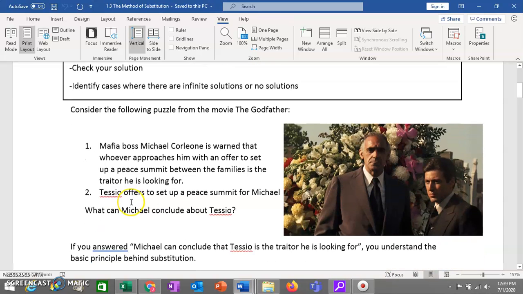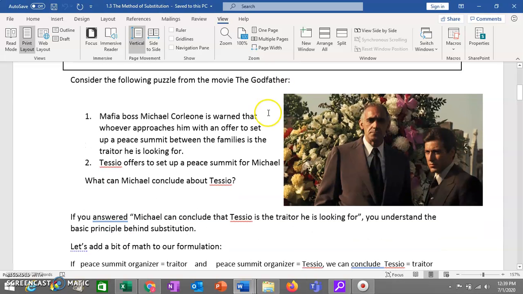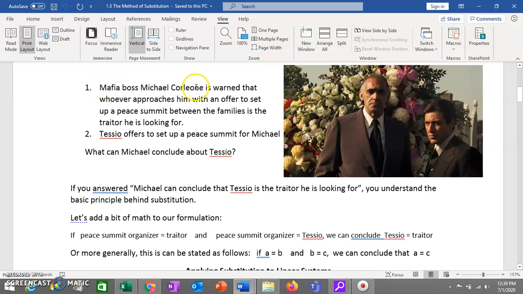Okay. So to understand substitution, I'm going to go to a movie that I quite like, old movie, The Godfather. So there's something that happens in this movie. Okay, so mafia boss Michael Corleone is warned by his father, the Godfather, that whoever approaches him with an offer to set up a peace summit between the families is a traitor. So they know there's a traitor, and he realizes that the person who wants to set up this peace summit, there's not going to be any peace. Michael's going to be killed. So this person is the traitor.